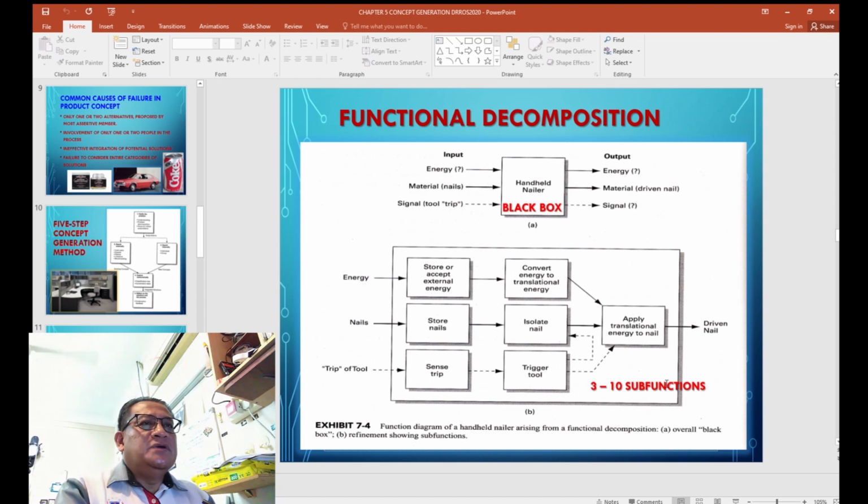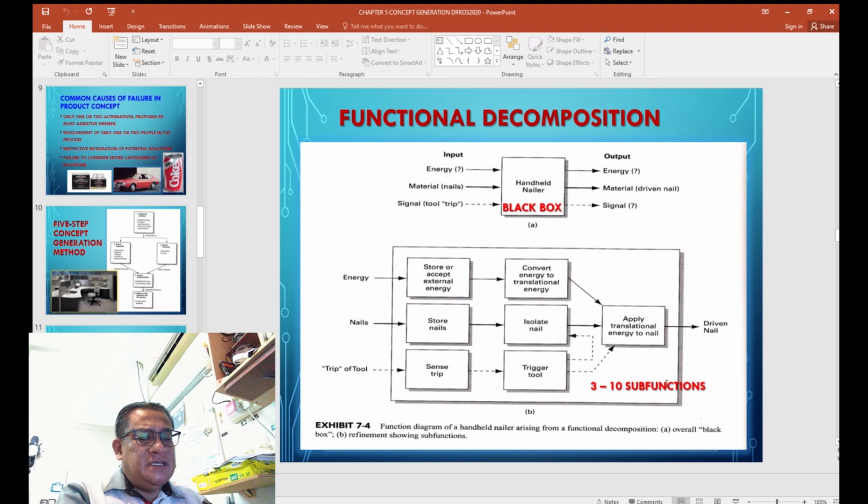So here, what are the materials needed in order to nail down the nail towards the wood? First, of course, you have to keep the nails in a certain kind of arrangement. They call it nail storage, be it inside a bracket or inside a kind of vertical arrangement. So after you store the nails here, you need to isolate the nails piece by piece. Of course, you don't want to punch 2 nails in one shot.